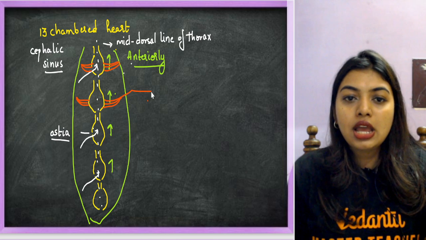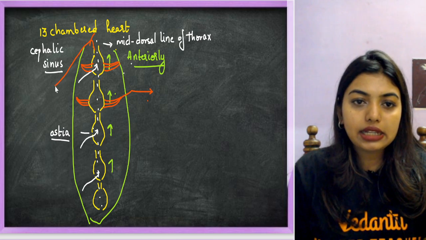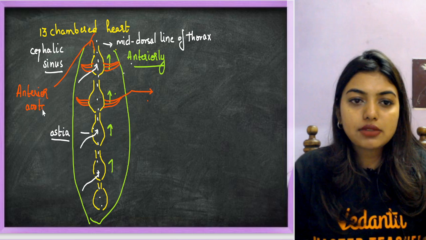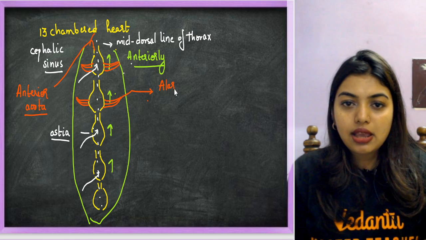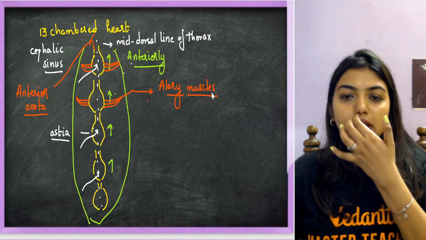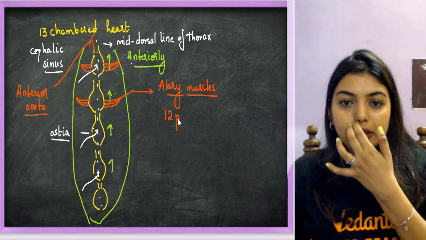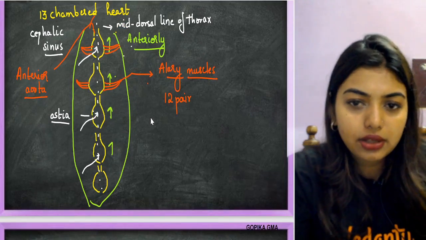Because at the start, let's consider this as the main portion, this anterior aorta. This anterior aorta, being the main aorta, will not have the alary muscle. So these are alary muscles which will hold and help the heart. How many of them? 12 pairs are there, 12 pairs on either side. I'll show you the diagram, you'll be able to understand.